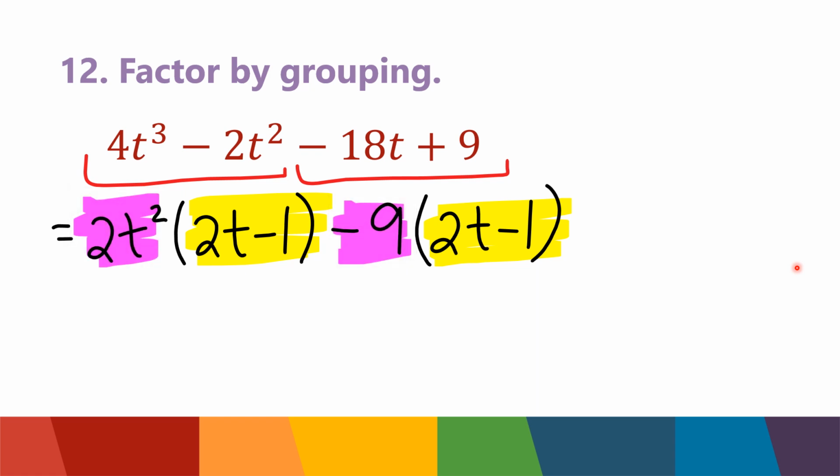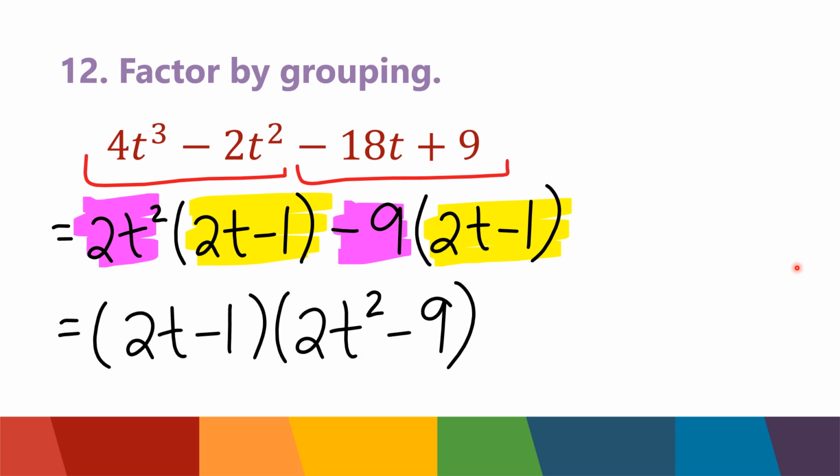All right, then there's the leftover stuff. So we've got 2t minus 1 times 2t squared minus 9. So the 2t minus 1 is the common factor that was inside the parentheses. The 2t squared minus 9 comes from the leftover stuff.